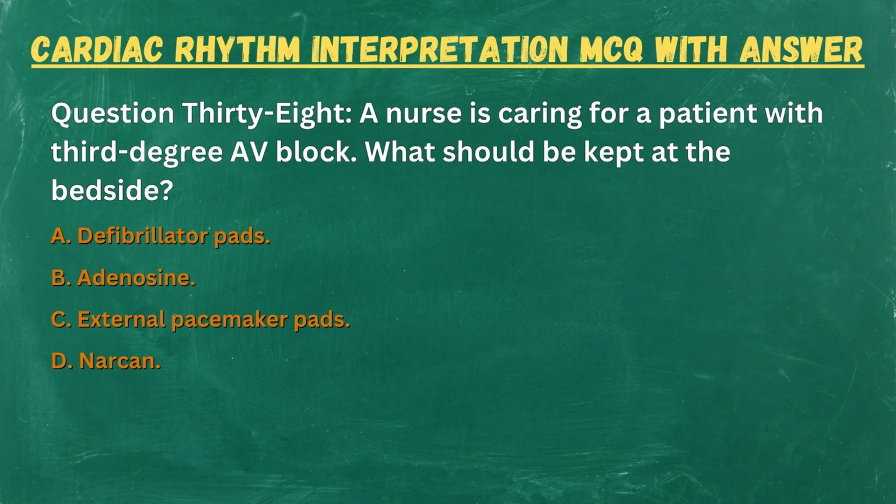Question 38. A nurse is caring for a patient with third-degree AV block. What should be kept at the bedside? A. Defibrillator pads. B. Adenosine. C. External pacemaker pads. D. Narcan. Answer: C. External pacemaker pads.